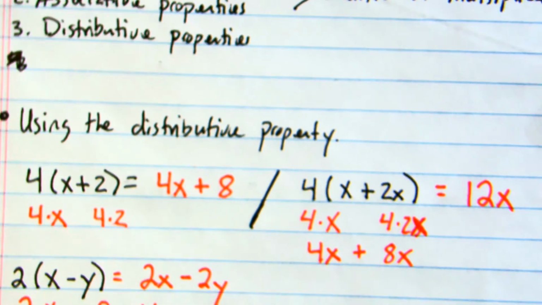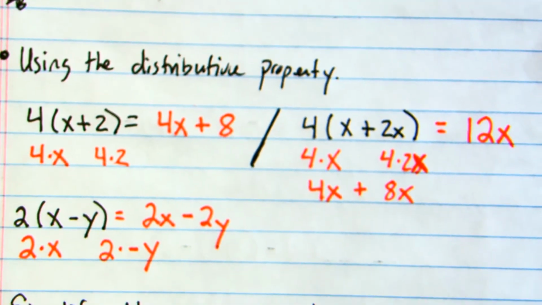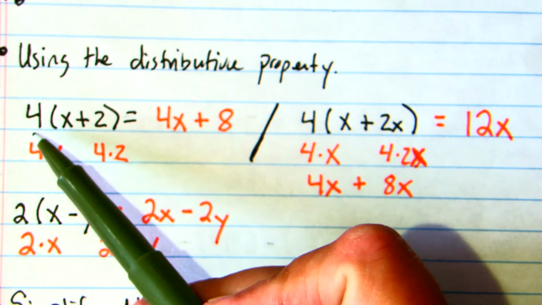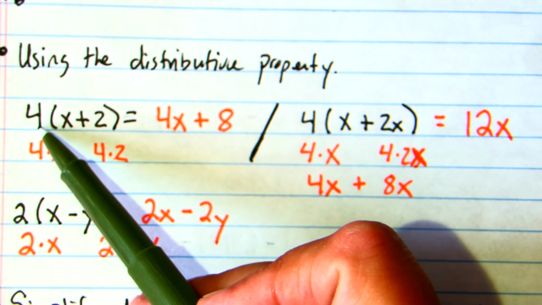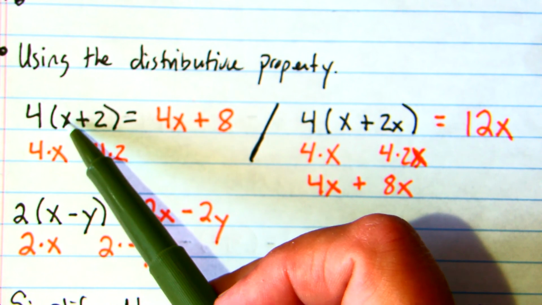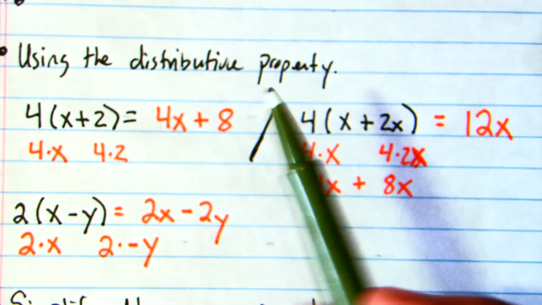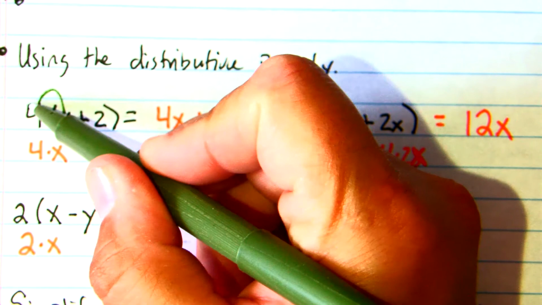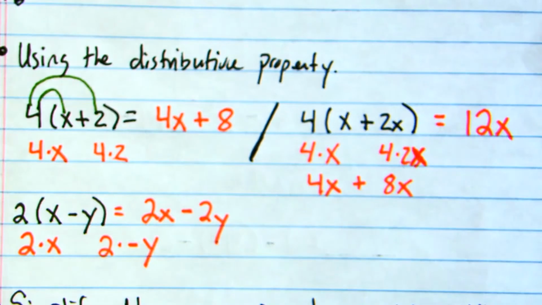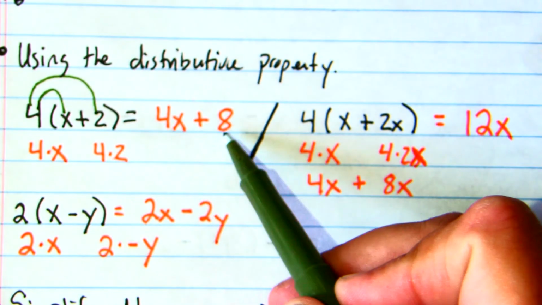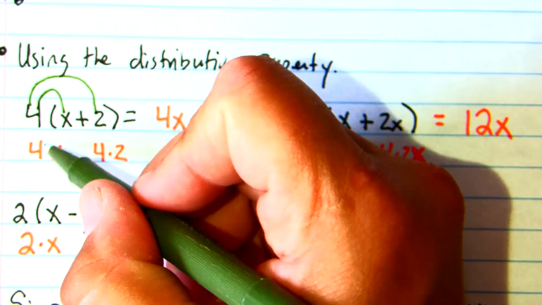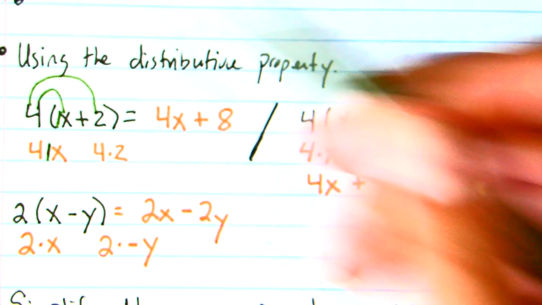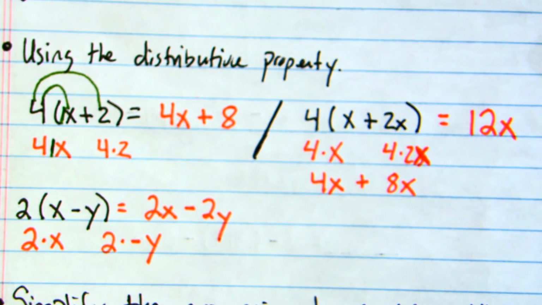Alright. Now some examples of using the distributive property. That's where we have, for instance, a constant, a number on the outside of a binomial, x plus 2. I'm simply going to say 4 times x, and then I'm going to say 4 times positive 2, which is how I come up with 4x plus 8. I'm just saying 4 times x, 4 times 2, and there's an understood 1 in front of the x.